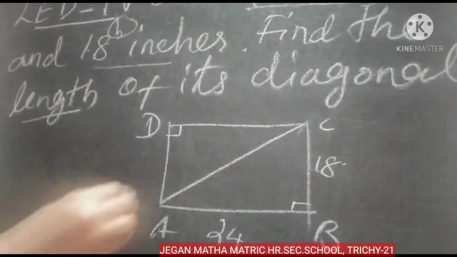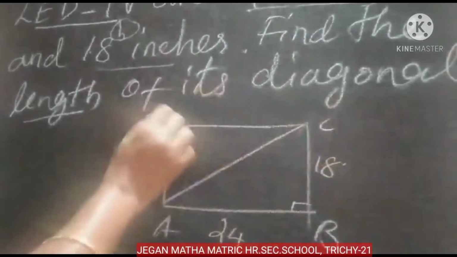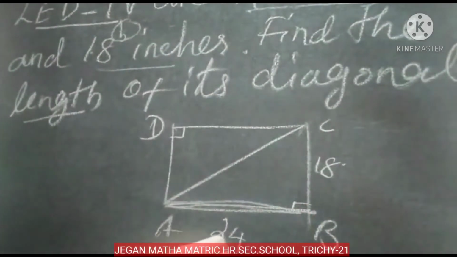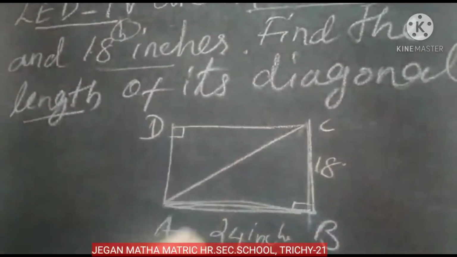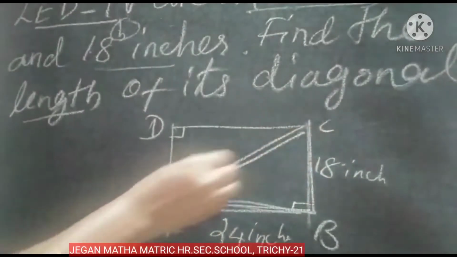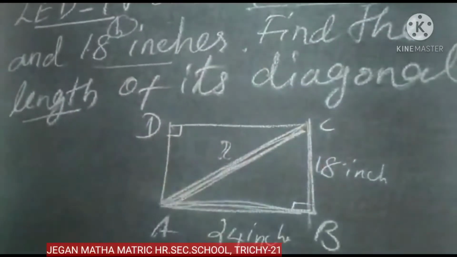See this diagram, this is the shape of the LED TV, rectangle ABCD. The length, the longer side, is given as 24 inches. This is the breadth, 18 inches. You have to find this diagonal, the cross line. The length of this diagonal you have to find out.